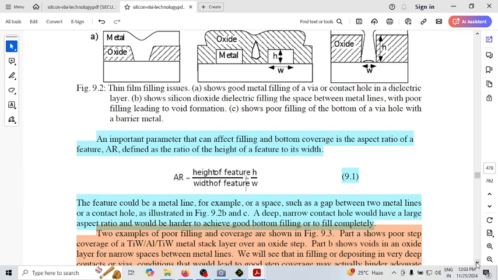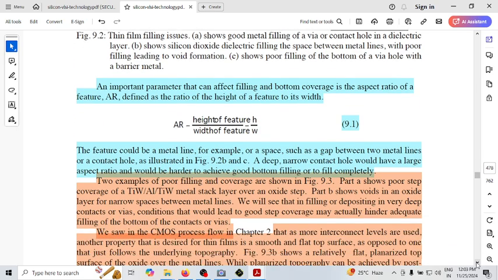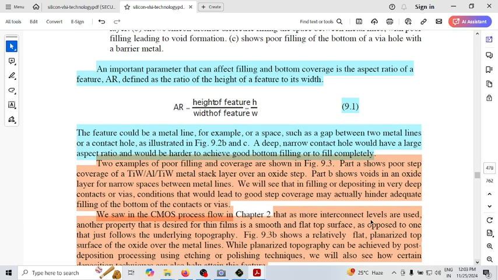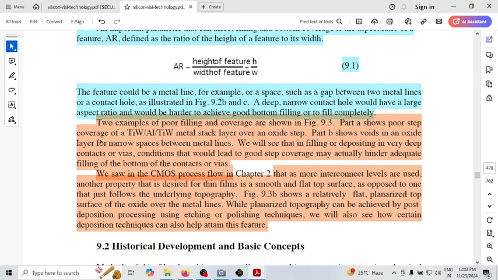these narrow and deep fillings. You can see there are two examples that have been discussed here: two examples of poor filling and coverage, shown in figure 9.3. Let us go to 9.3 and see what they are doing. It has a coverage of titanium tungsten. This is a titanium tungsten composition, and this is one layer, aluminum is another layer, and on top of that you have again titanium tungsten. So this is a three layer metal stack.